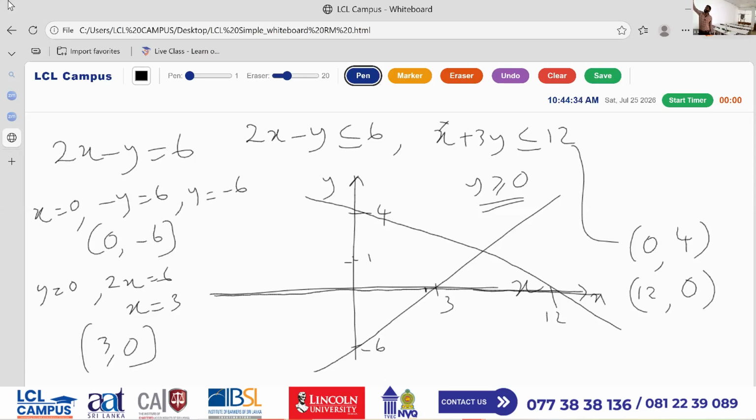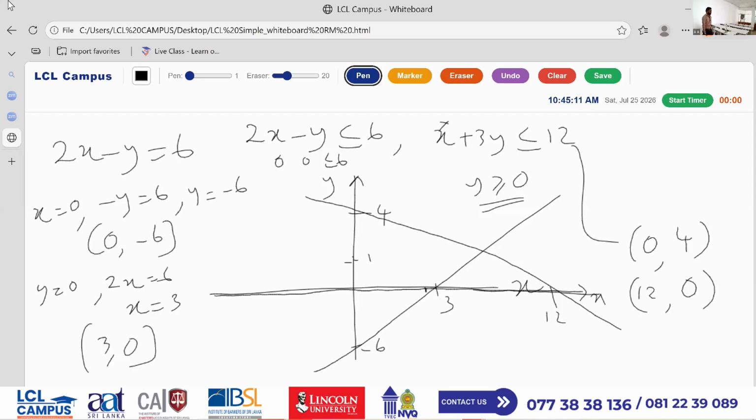For this one, just substitute 0, 0 for x and y into the inequality. Here also 0, here also 0. Then what is the result? 0 is less than or equal to 6. Can this happen? What is the result obtained when we substitute 0, 0 into the inequality? 0 is less than or equal to 6. Can it happen or not?